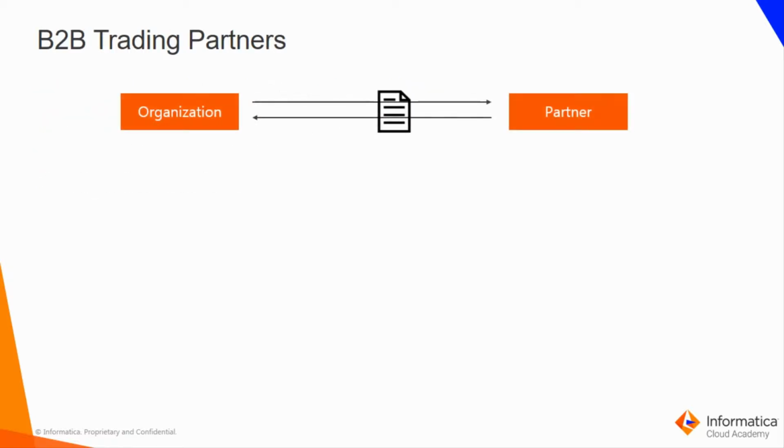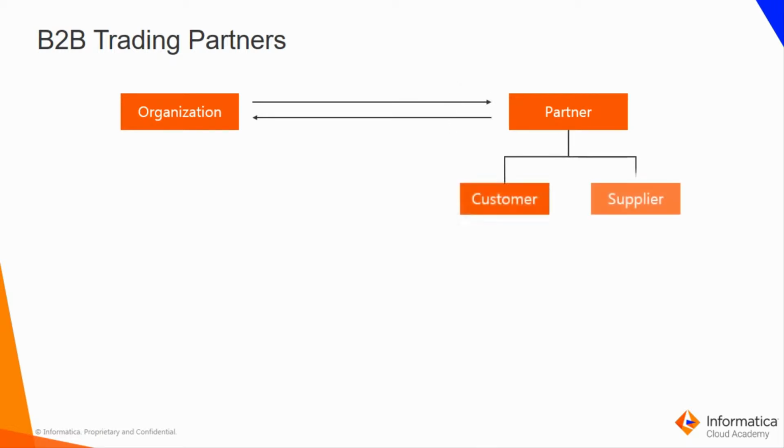An organization's partner could either be a customer or a supplier. A partner cannot be both. For each partner, you can define an inbound flow, an outbound flow, or both. When you define a partner in Informatica Cloud B2B Gateway, you select the type of partner and configure message exchange details as agreed upon between you and the partner.